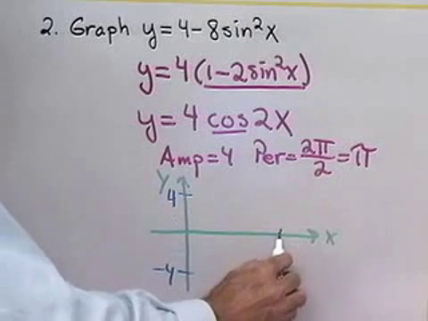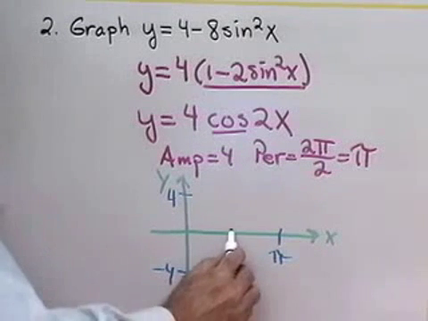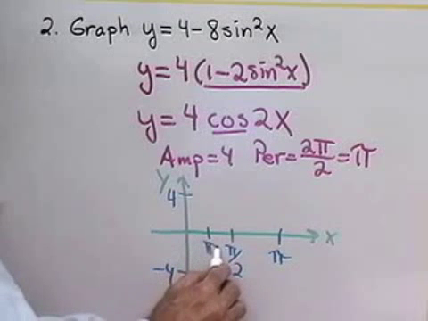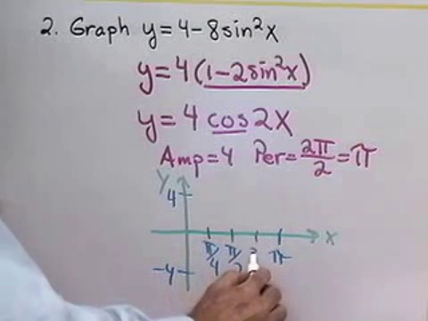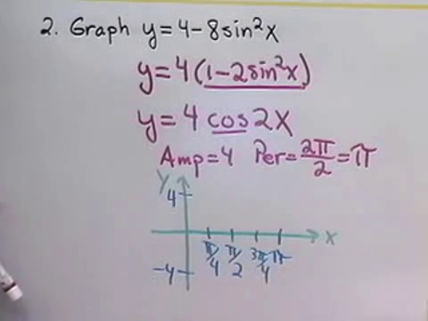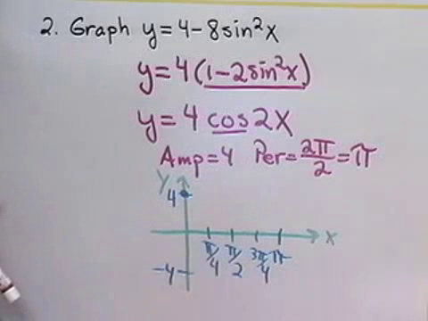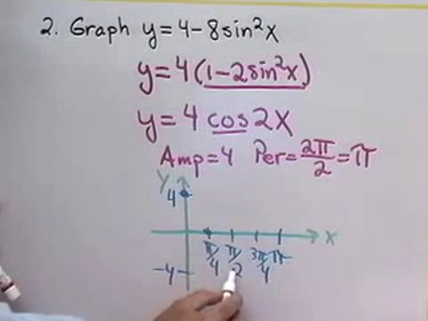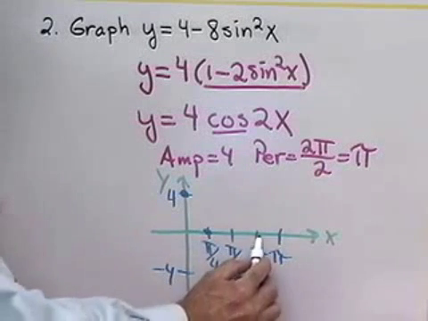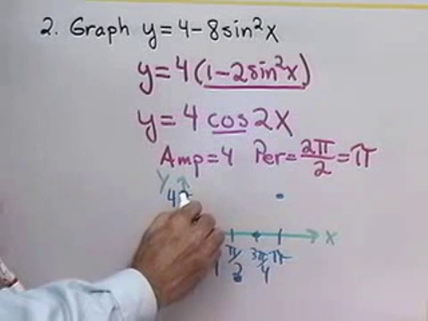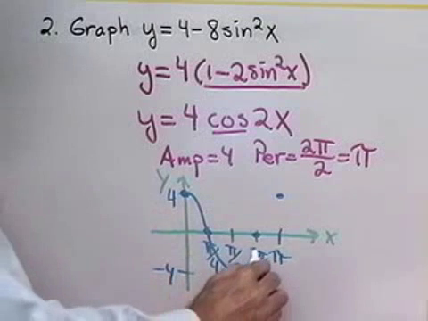I want a period of pi, so let's just go out to pi. Halfway will be pi over 2. Halfway there will be pi over 4, so this must be 3 pi over 4. And I sketch the graph of a cosine curve. It starts up here at the amplitude, goes down to 0, down to negative 4, back up to 0, and then back up to 4. So a nice cosine curve. It's going to look like this.